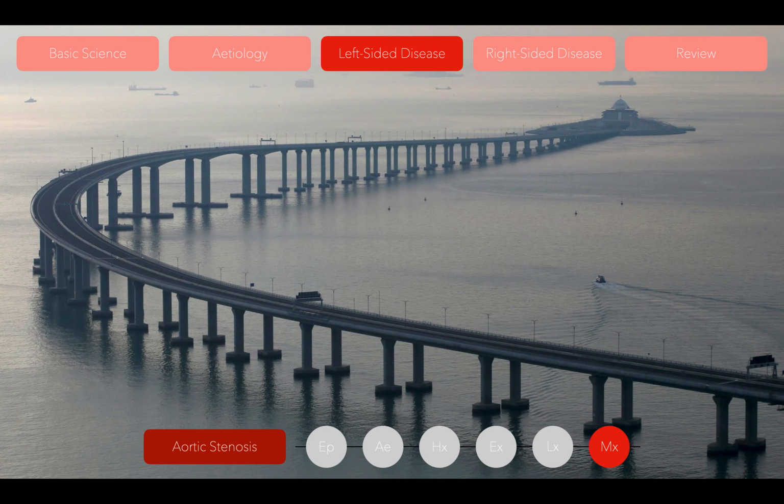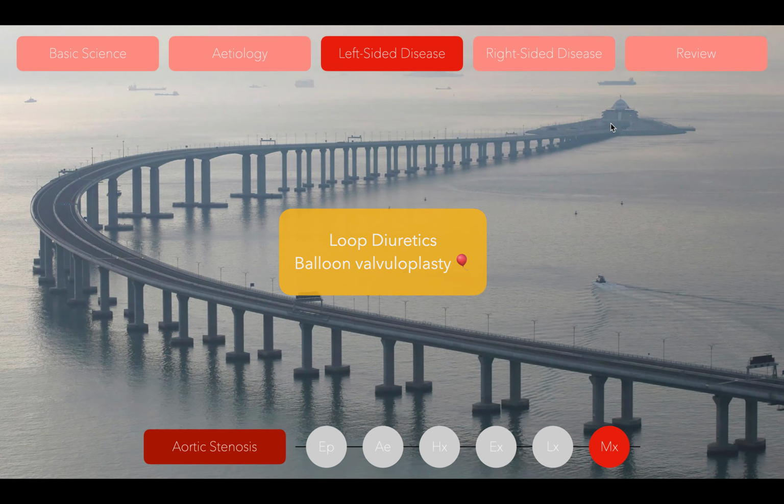So the management initially, conservatively, if you're not a cardiothoracic surgeon, is bridge to surgery. So you're going to do diuretics, and if the patient's particularly severe and they can't go straight for surgery, a balloon valvuloplasty, where they put their balloon in and they pump it up and they give it a bit of space, basically.